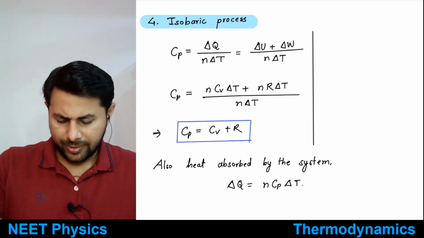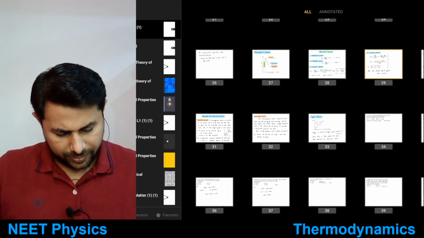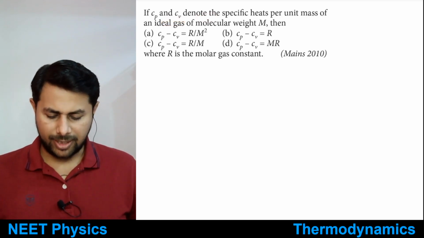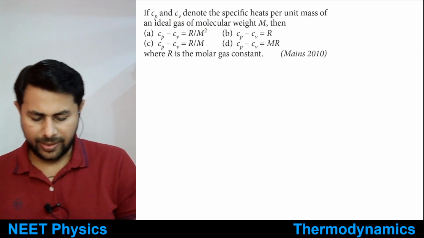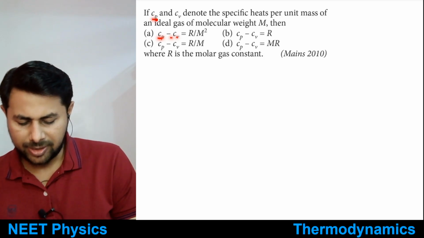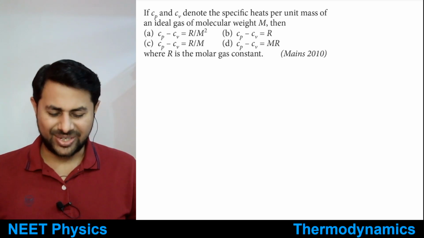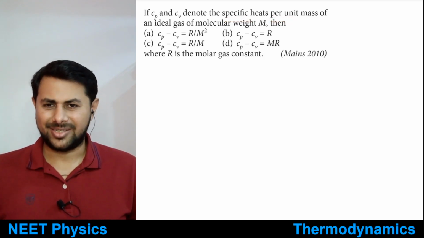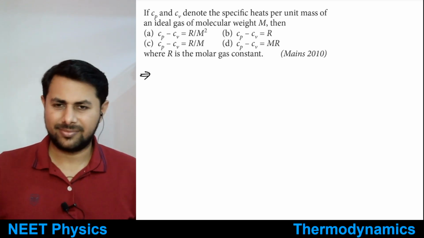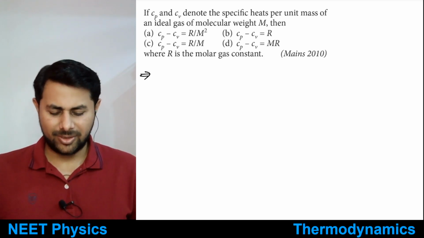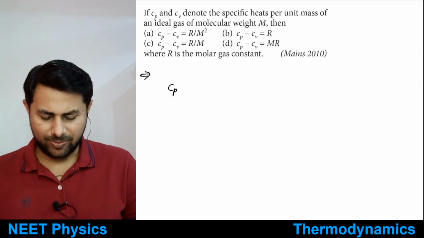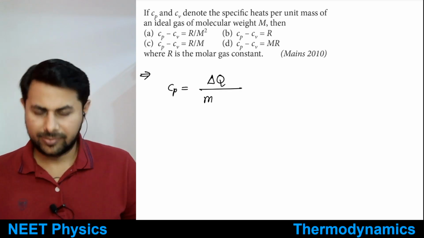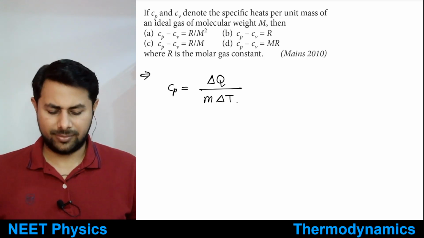Okay, all right, good. So then let us see this question. If Cp and Cv denote the specific heat per unit mass of an ideal gas of molecular weight m, then Cp minus Cv, these are specific heat per unit mass. So option B. All right, careful. This is specific heat per unit mass. It is not molar heat. So what is this thing? The Cp, I am writing small cp. It would be equal to what? This amount of heat absorbed per unit mass per degree change in temperature. It's specific heat capacity.